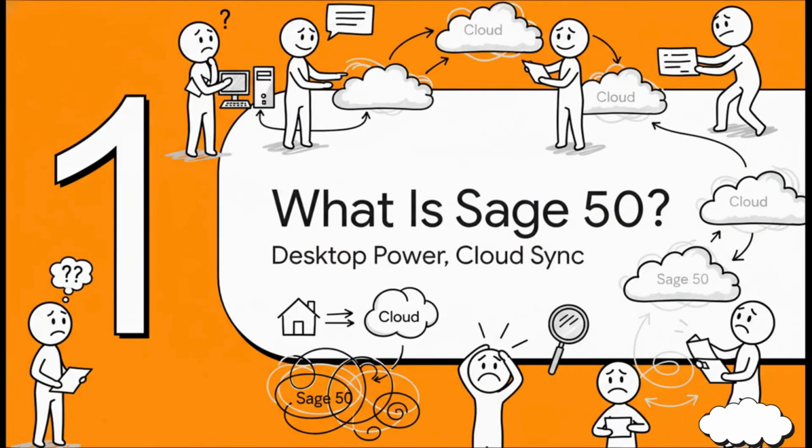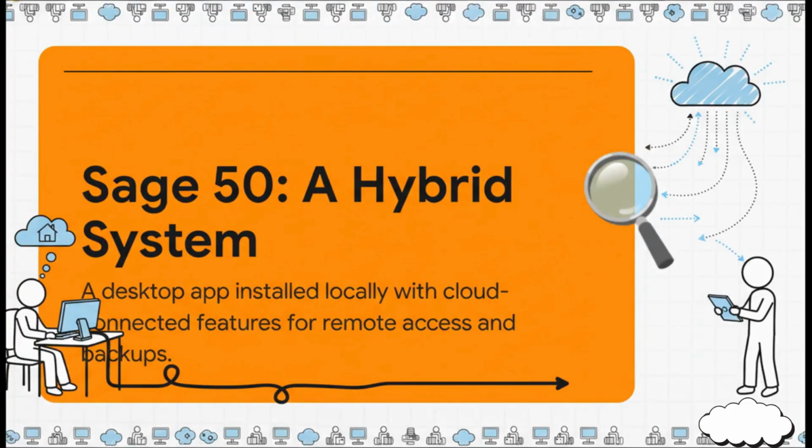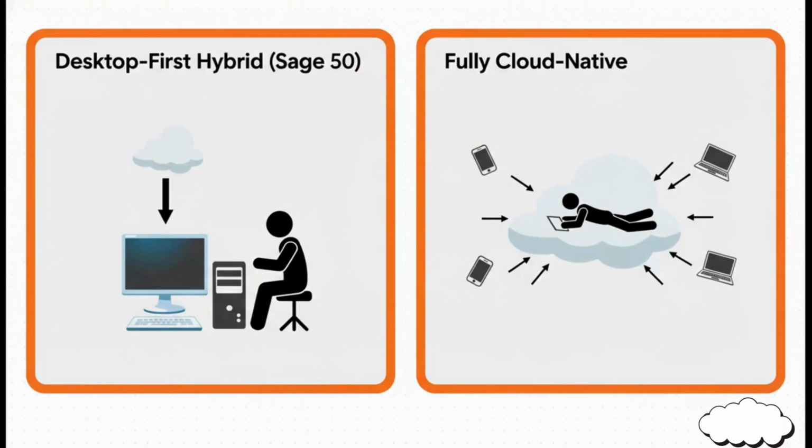What is Sage 50? And we really need to get clear on this because honestly, the name can be pretty confusing. That cloud part especially can throw people for a loop. Okay, so this is probably the most important thing you need to get. Sage 50 is what we call a hybrid system. It's not like QuickBooks Online where you just log in through your web browser. Nope. The actual software, the main program, gets installed right onto your computer. That's where you get all that raw power and speed from. It's running locally.